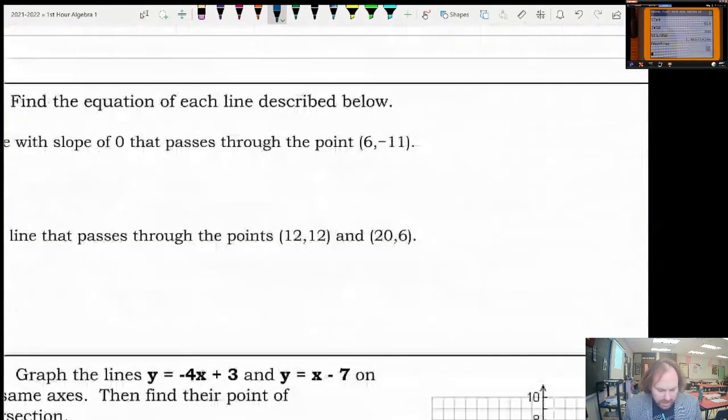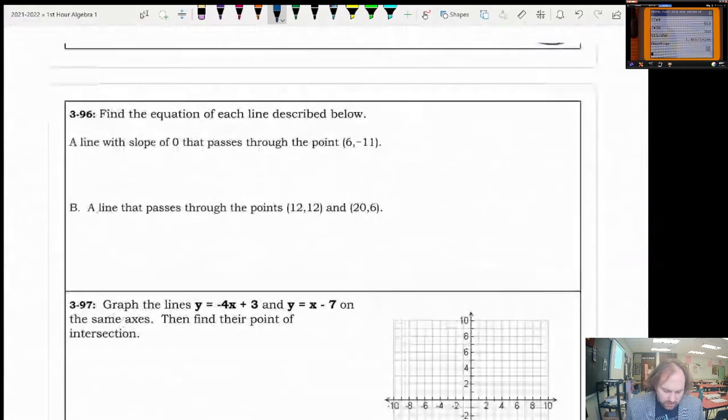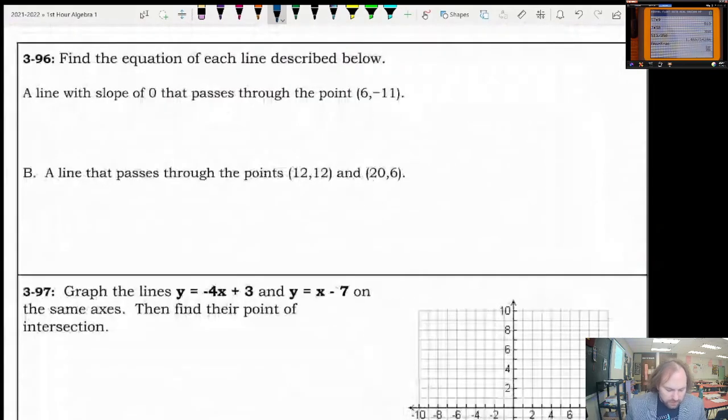Next question, we're getting back into the past a little bit here. We're going to find the equation of the line described below. We're looking for a line with a slope of 0 that passes through the point 6, negative 11. This is actually insanely easy to do. Remember, the key is y equals mx plus b here. So a slope of 0 means that m is 0.